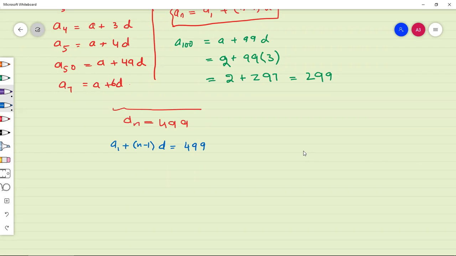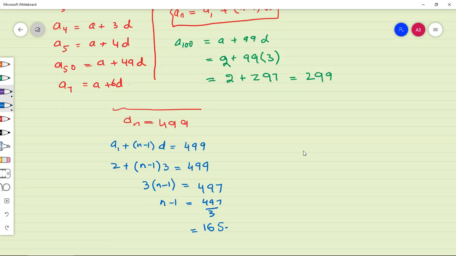So A1 is 2, plus, we have to find n, n minus 1, D is 3, is equal to 499. 3 into n minus 1, when we subtract, it would become 497, and n minus 1 is 497 divided by 3. Dividing 497 by 3, we get 165 with a remainder of 2.